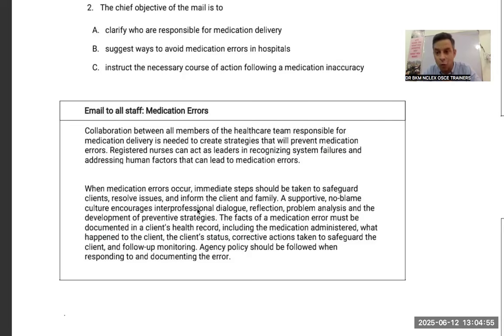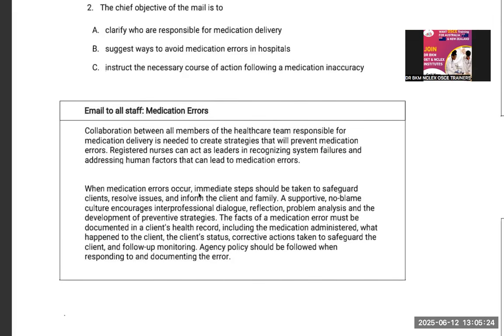A supportive no blame culture encourages interprofessional dialogue, reflection, problem analysis, and the development of the preventive strategy. The fact of a medication error must be documented. Again, passive voice. The fact of the medication error must be documented. So that is very important in this. And what happened to the client status, all these things are very, very important.